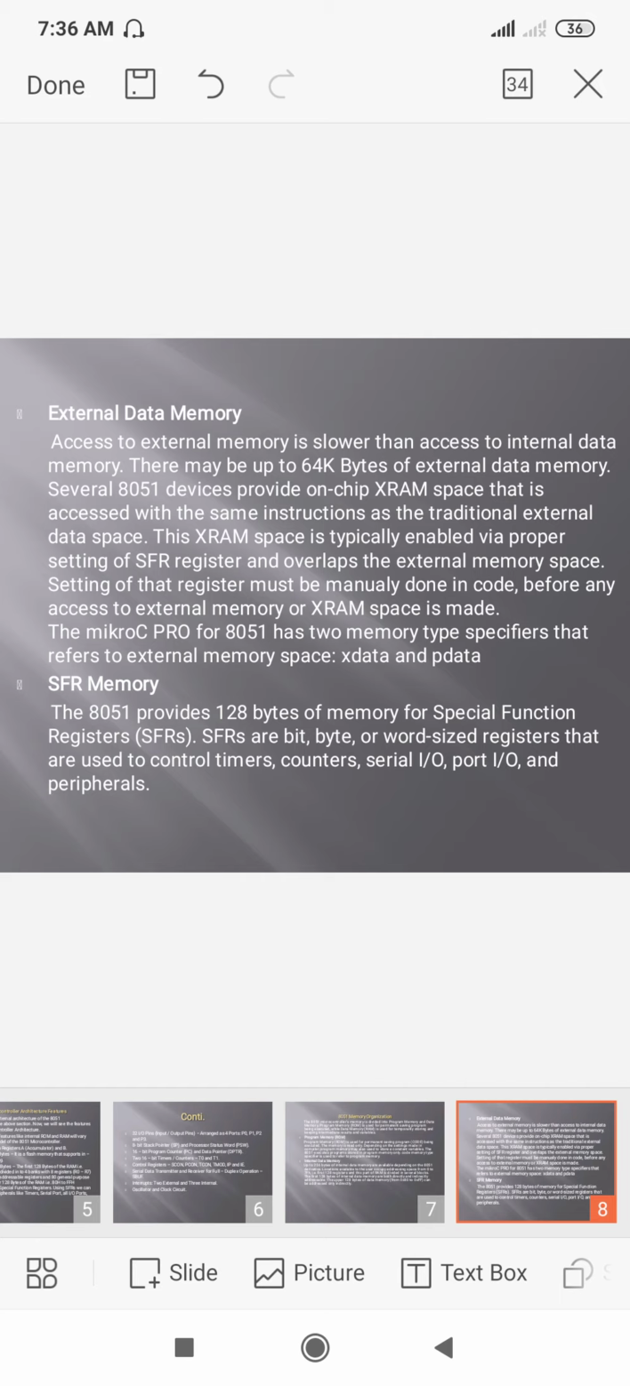And next is SFR memory. The 8051 provides 128 bytes of memory for the special function registers. SFRs are bit, byte, or word size registers that are used to control the timer, counter, serial port, input output ports, and peripheral devices.